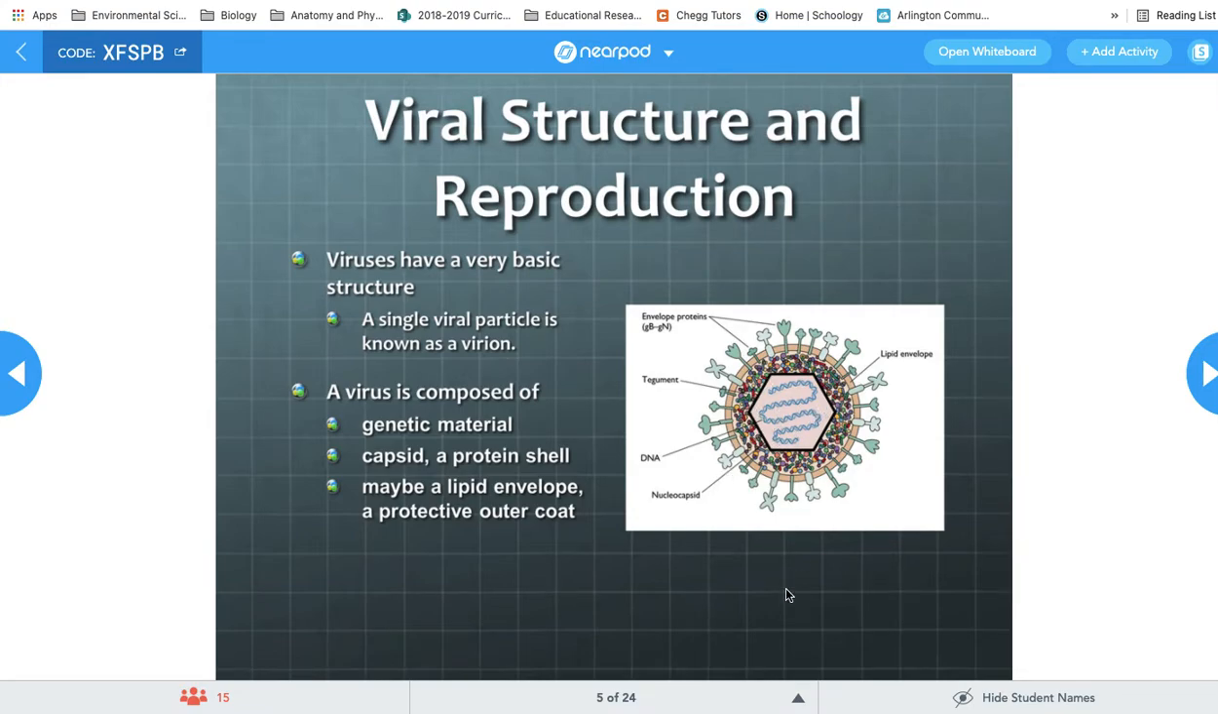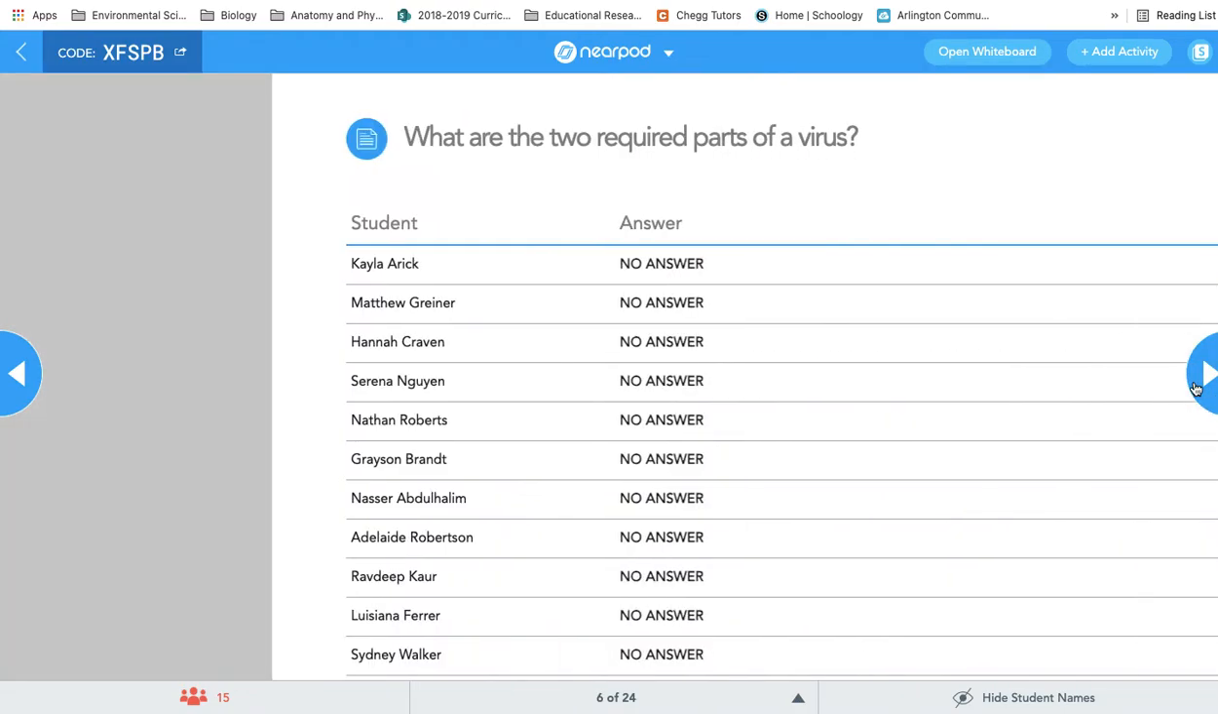Other times, depending on the virus, there is a lipid envelope, as you can see here, which looks kind of like a cell membrane, and it's a protective outer coat. Remember, lipids are fats. So again, it has to contain genetic material, DNA or RNA, and a capsid, a protein shell. But sometimes we can have a lipid envelope as a protective outer covering.